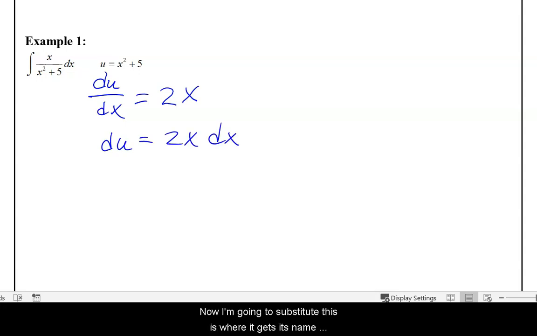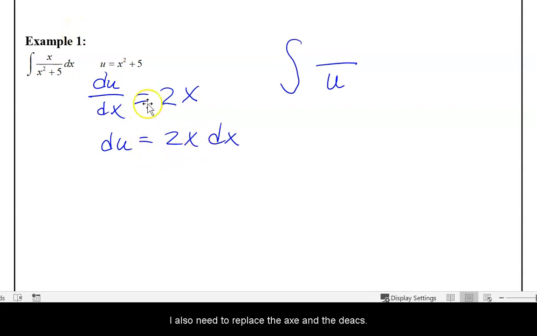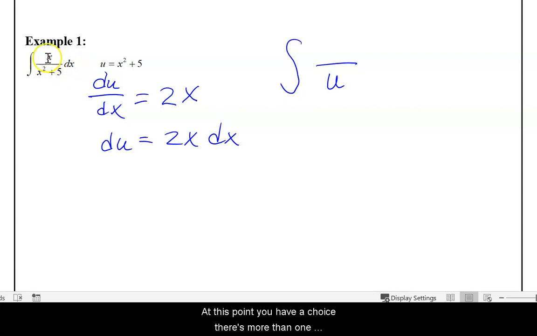Now I'm going to substitute. This is where it gets its name. It's sometimes called substitution and also u substitution. In this case, I'm going to replace the x squared plus 5 with u. I also need to replace the x and the dx. At this point, you have a choice. There's more than one way to proceed. In fact, I can think of at least 3 good ways. I'll show you a couple of them. Here are the first 2 ways I recommend.